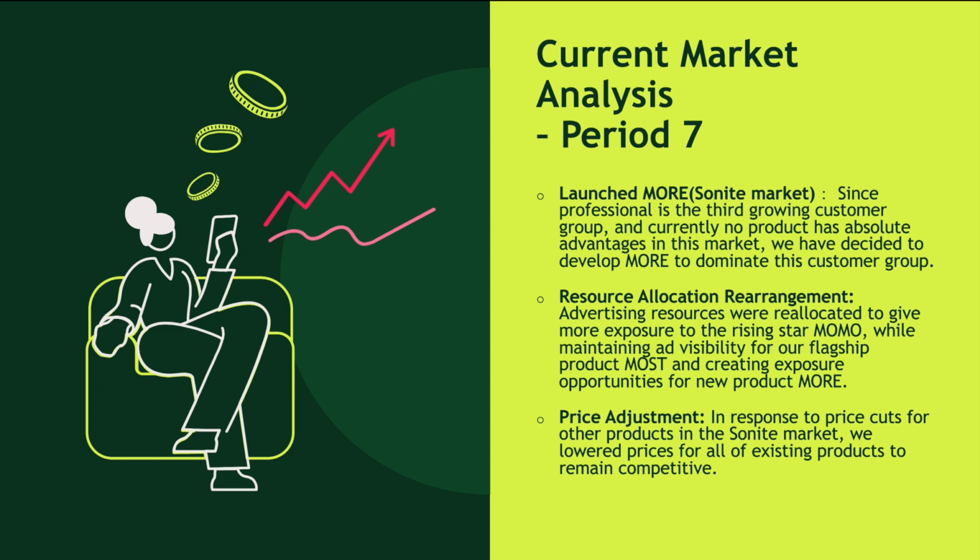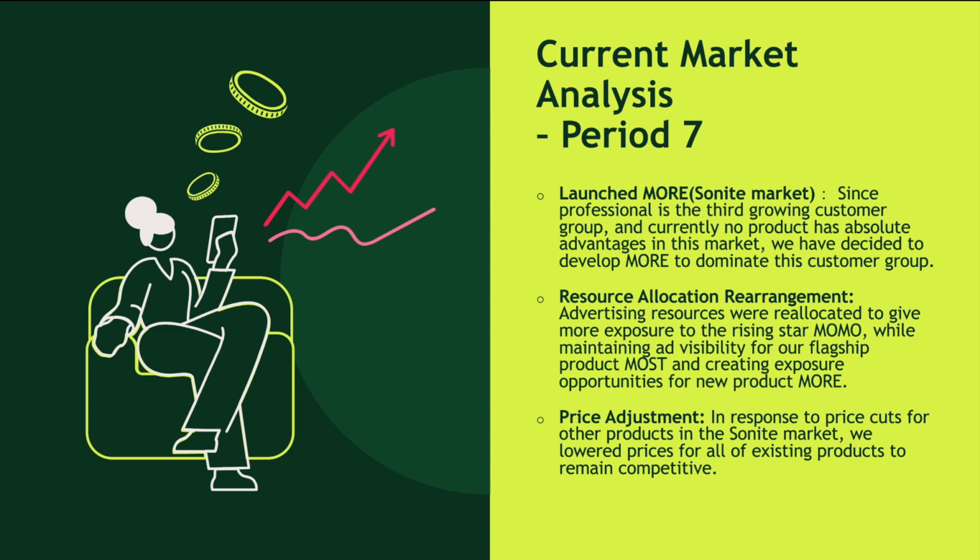Second, we have a resource allocation rearrangement. Advertising resources were reallocated to give more exposure to the rising star product Momo, while maintaining advertisement visibility for our flagship product Most and creating exposure opportunities for the new product Mort.